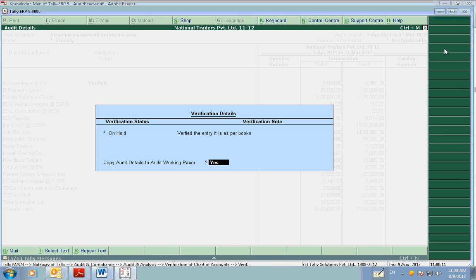And here we have an option, copy audit details to audit working paper. As we are saying, the internal audit can be conducted, and for every activity done by the audit team, it could be an internal audit or external audit, everything should be documented.